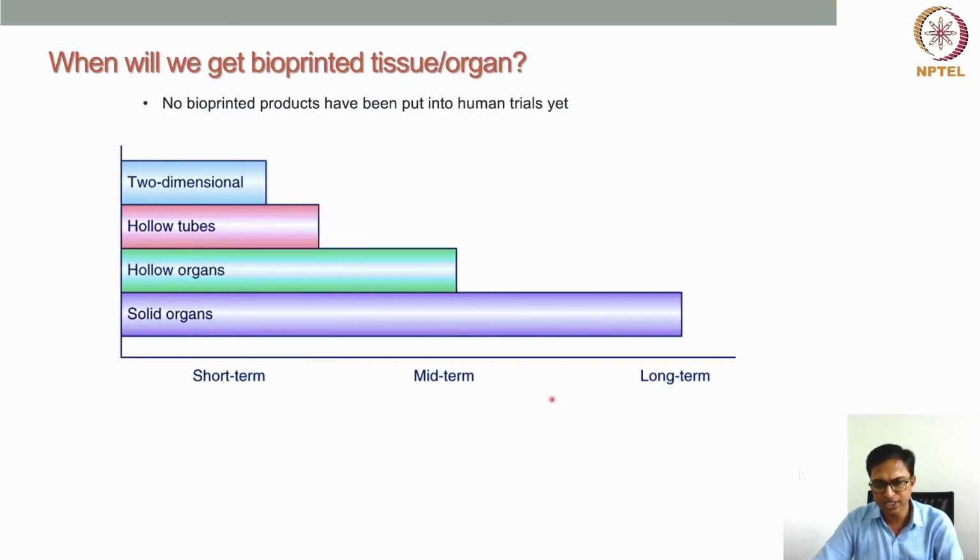Now let us understand. Till now we have discussed the strength of bioprinting, by which we can generate different types of tissue or organ structures. But if you see, till now no bioprinted constructs have been put into human trials yet. There are no clinical trials for any bioprinted tissue or organs, for various reasons.